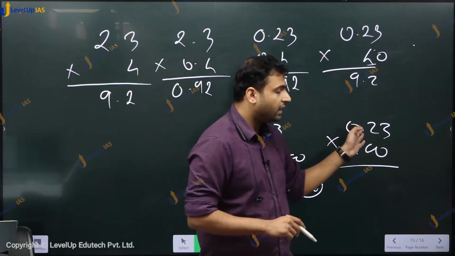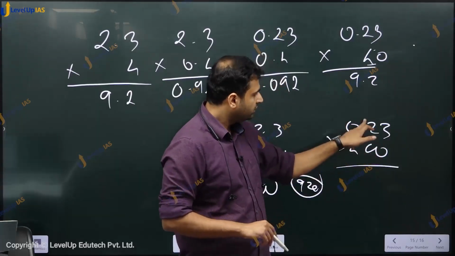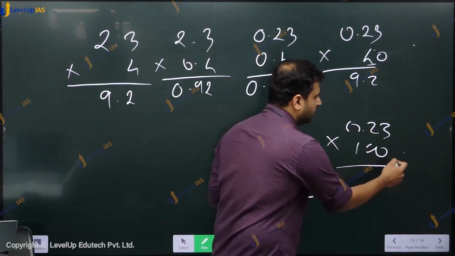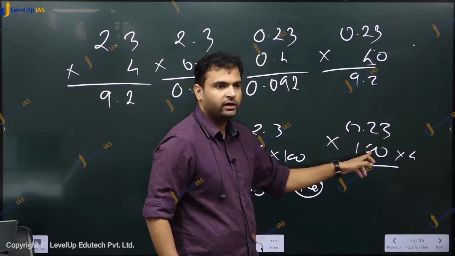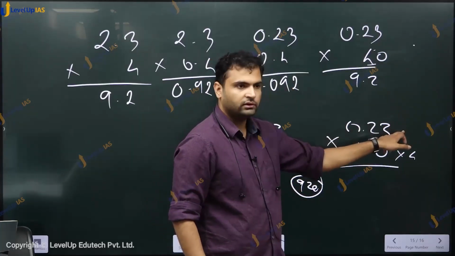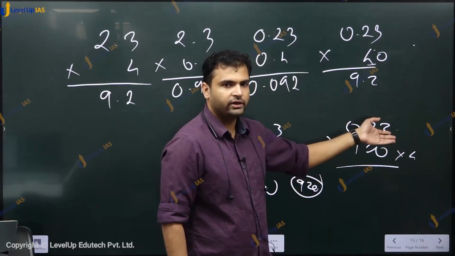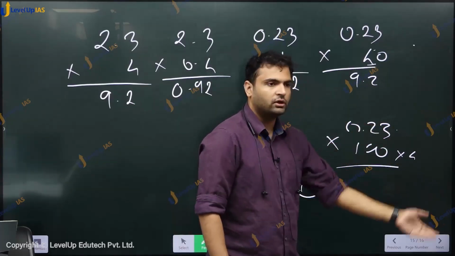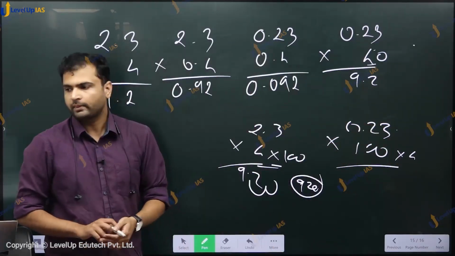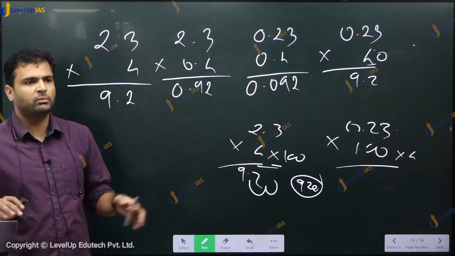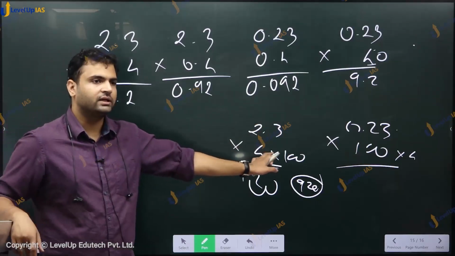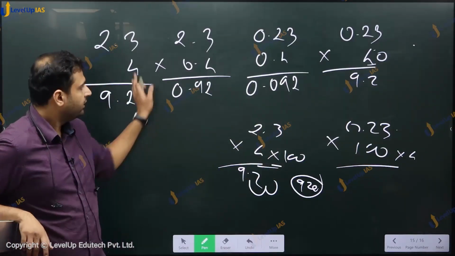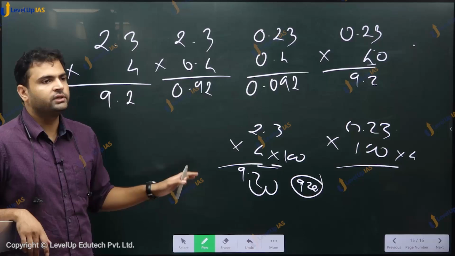I am getting rid of the decimal using this into 100 into 4. What is this into 100? 23. We get rid of the decimal point and then it is normal multiplication. Any which way you think about it is fine. Ultimately the answer correct आना चाहिए. Comfortable with multiplication using decimal places.